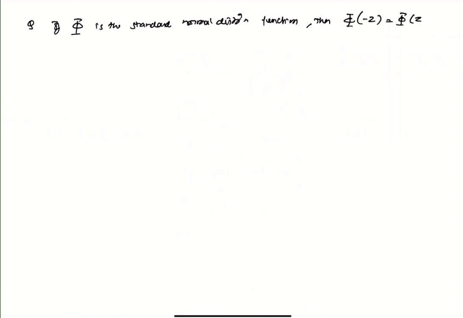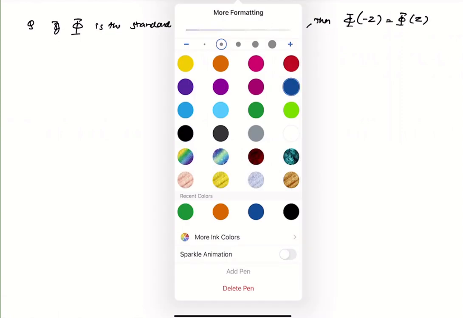If phi is the standard normal distribution function, then phi negative z is equal to phi positive z. Now we can see this from, we can draw it out.